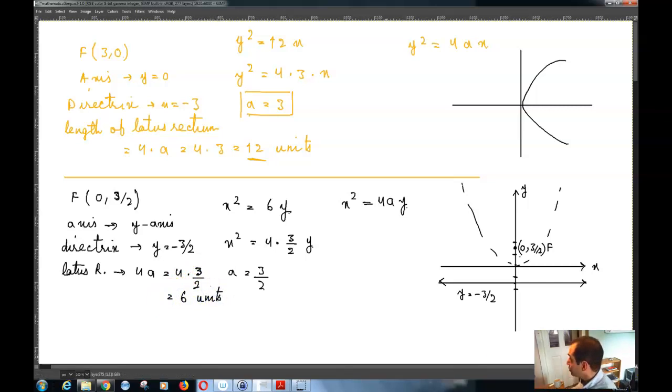So for number 2: 0, 3 halves, the y-axis, y is equal to negative 3 halves, and 6 units would be the length of the latus rectum. Question number 3.